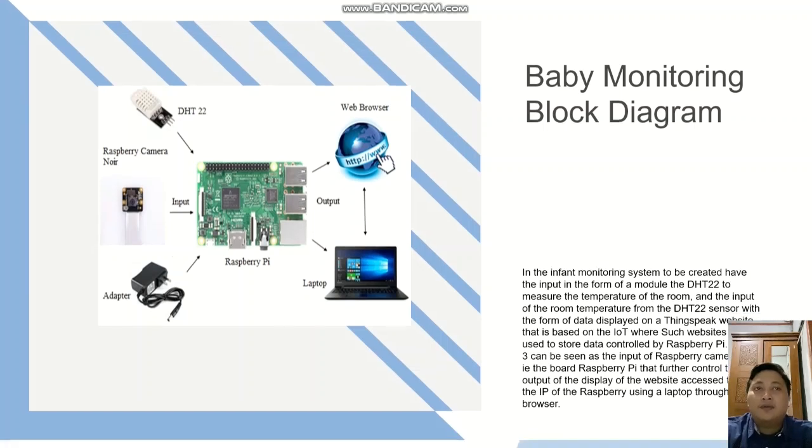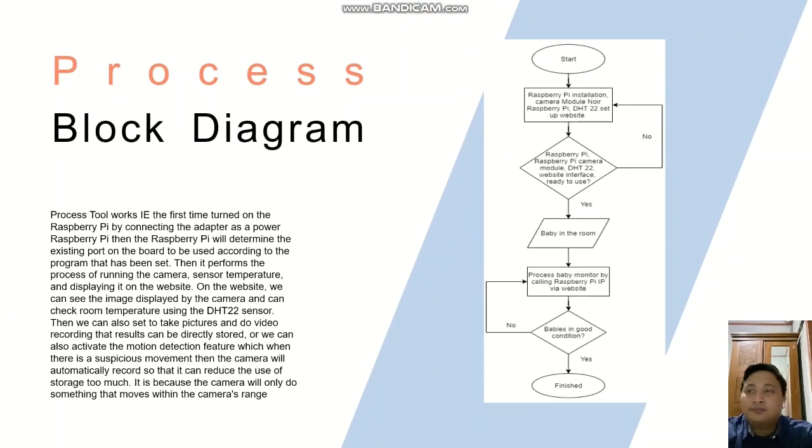Next, process block diagram. For the process to work the first time, the Raspberry Pi is powered by connecting the adapter. Then the Raspberry Pi will determine the existing port on the board to be used according to the program that has been set. Then it performs the processing of running the camera and the temperature sensor, and displaying it on the website.